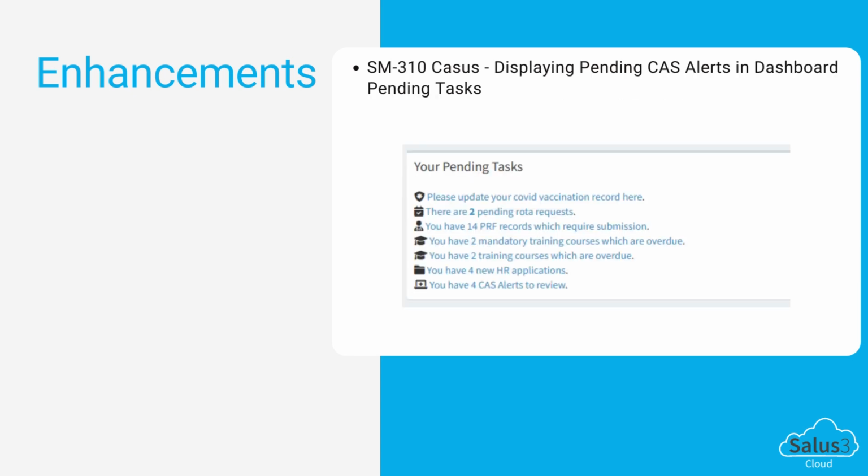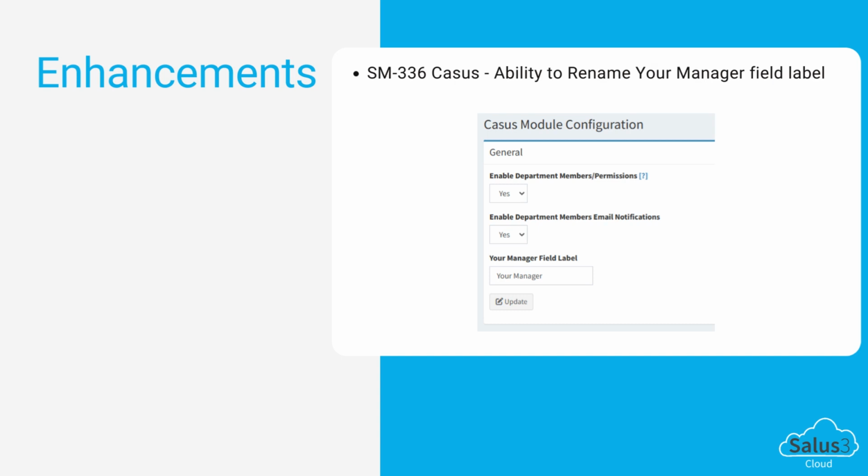Also for the cases module, any pending central alerting system alerts will now appear in your pending task list on your dashboard, to save you having to go into the cases module to see if there's anything that requires review. It is now possible to rename the Your Manager field within the cases module, and you can do this through the organization admin area for the cases module configuration.